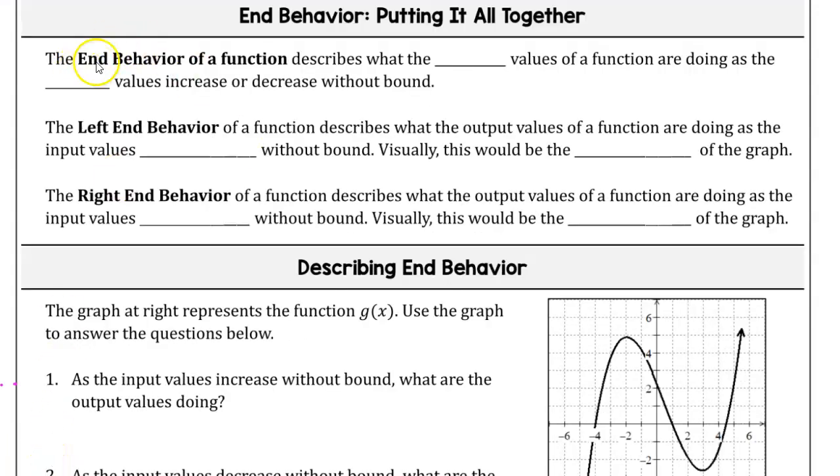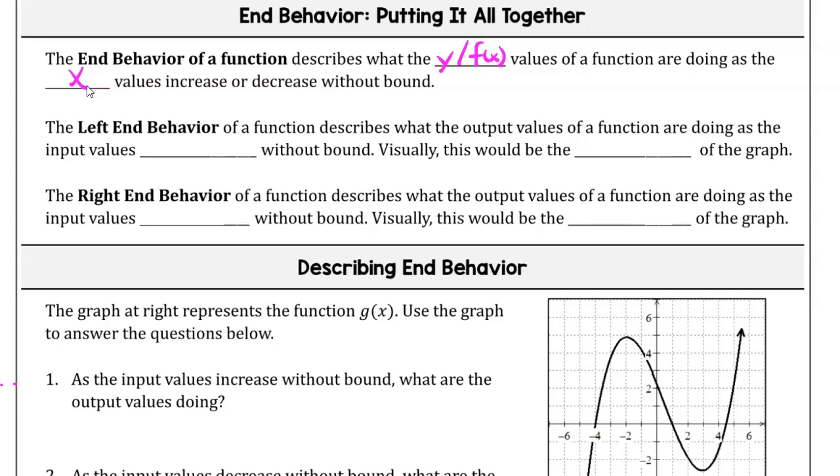All right. So the end behavior of a function describes what the y values, y/f of x values, of a function are doing as the x values increase or decrease. So we're going to say, well, as x gets bigger, what happens to y's? Do they go up or down? Or as x gets smaller, right, decrease without bound. What happens to the y values, f of x values?